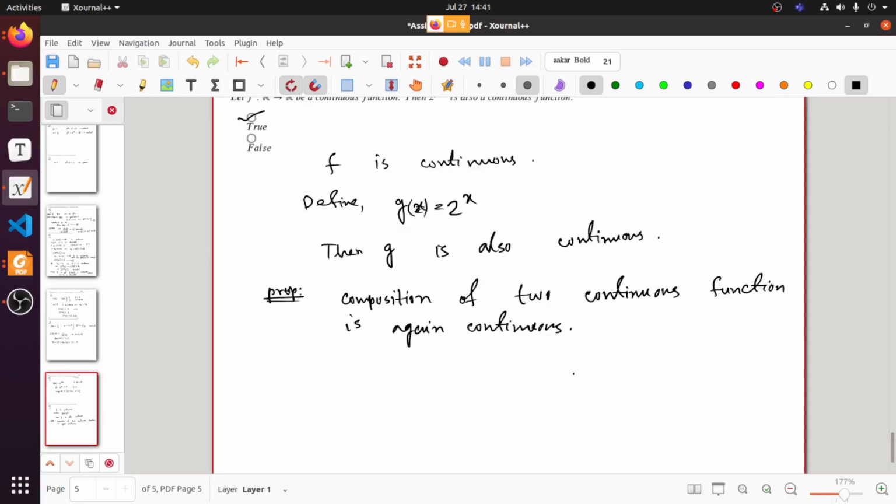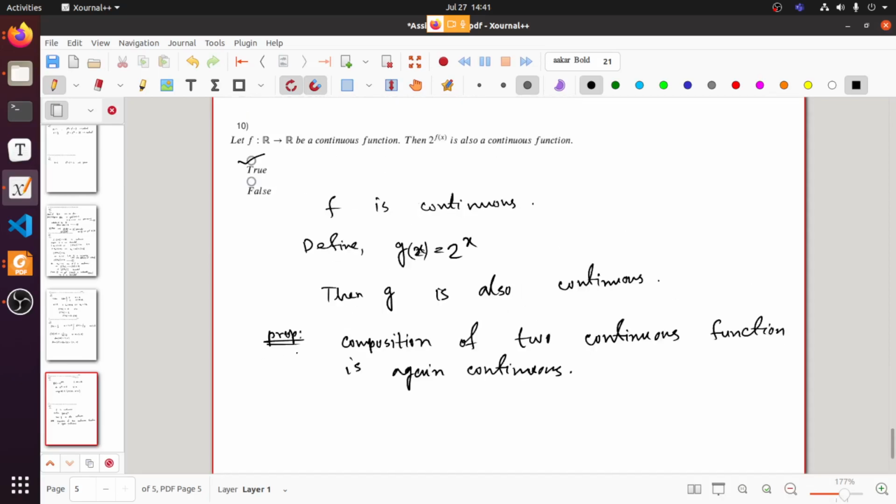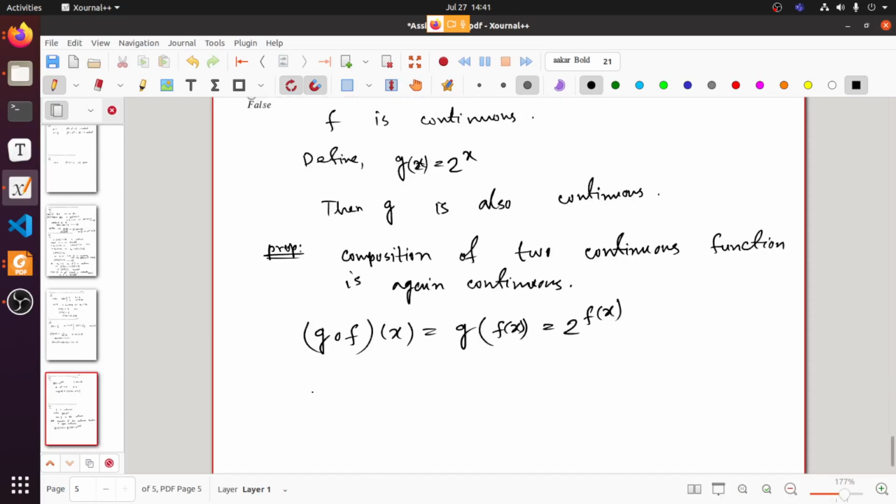Right, then what will be 2 to the power f of x? It is g composed with f of x, so it will be g of f of x, meaning 2 to the power f of x. So 2 to the power f of x is a composition of g and f, where g and f are both continuous functions, which implies 2 to the power f of x is a continuous function.